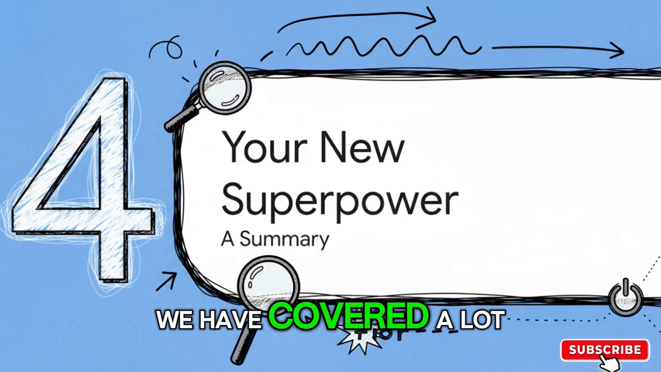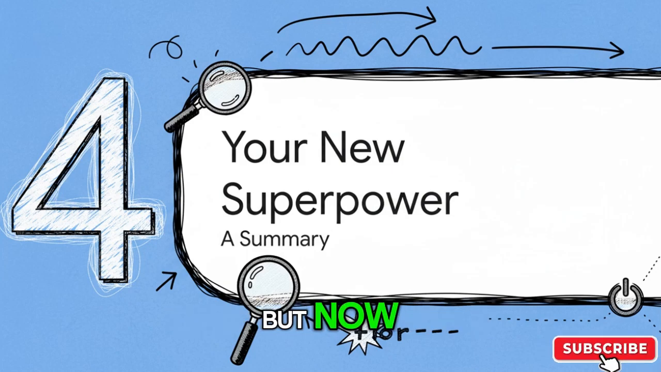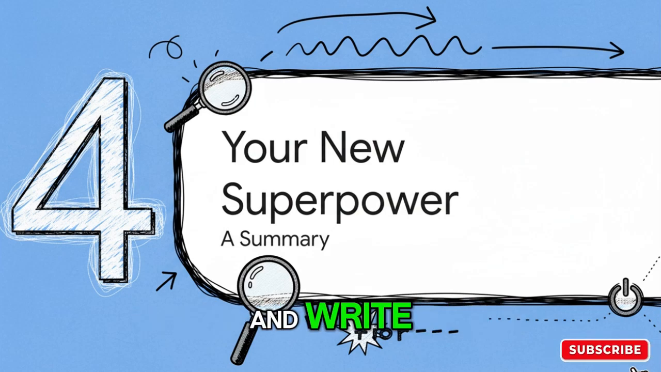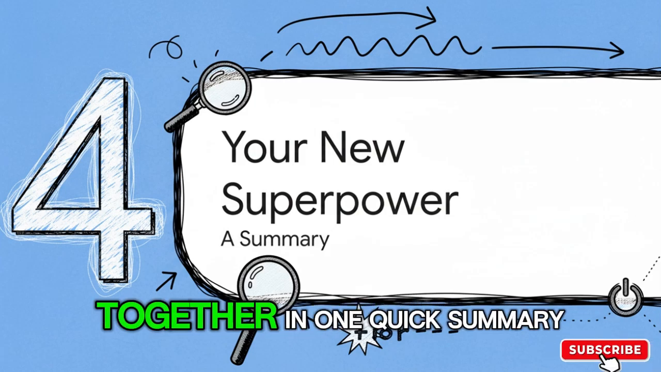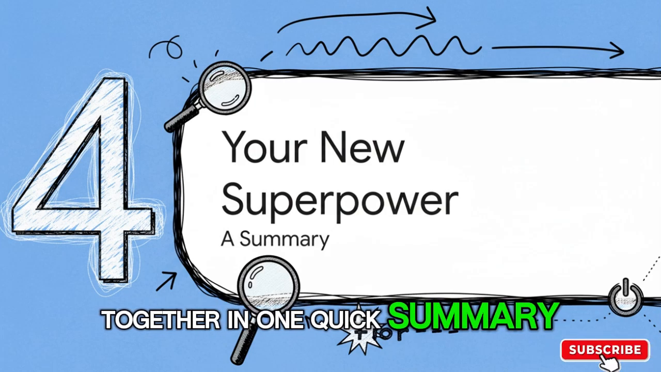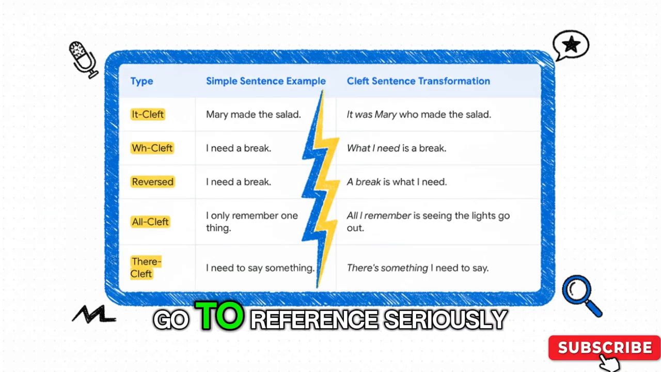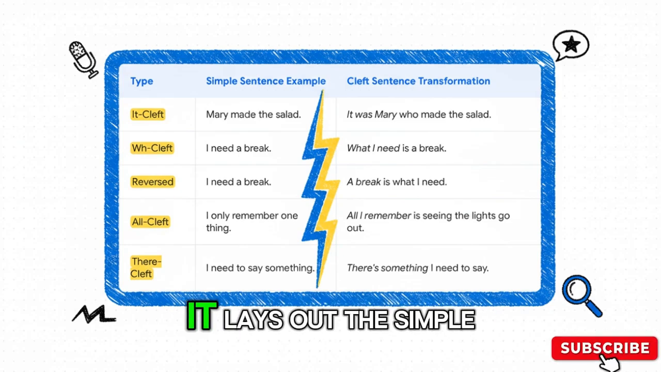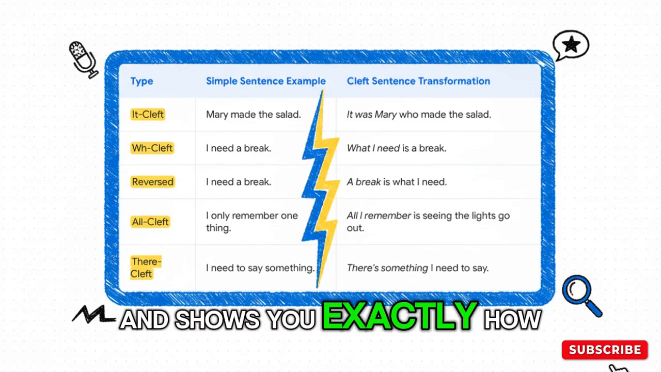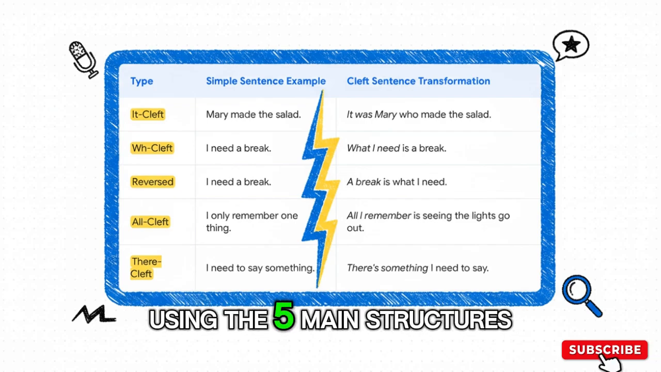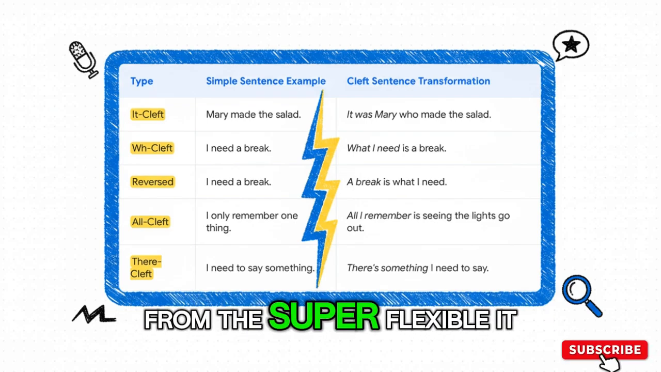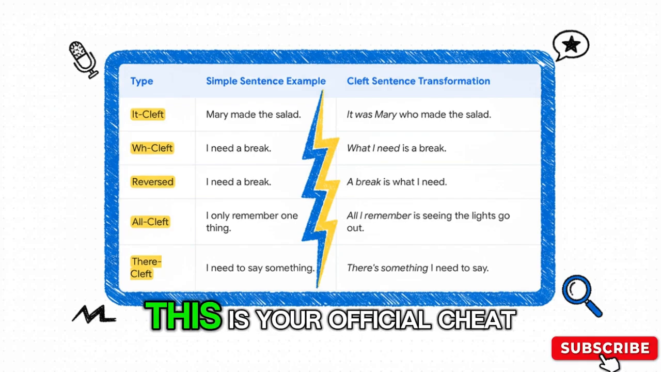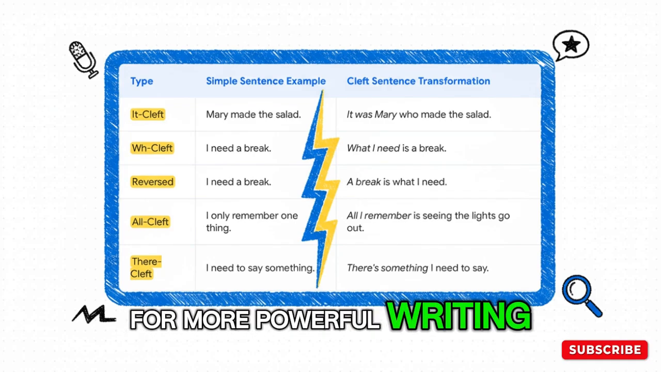Whew, we have covered a lot of ground. But now you're officially equipped with a full range of tools to make everything you say and write so much more emphatic. So let's put it all together in one quick summary. Okay, this right here is your go-to reference. Seriously, this is the perfect slide to screenshot and just keep on your phone. It lays out the simple sentence and shows you exactly how to transform it using the five main structures we just talked about. From the super flexible it-cleft to the dramatic there-cleft, it is all right here. This is your official cheat sheet for more powerful writing.